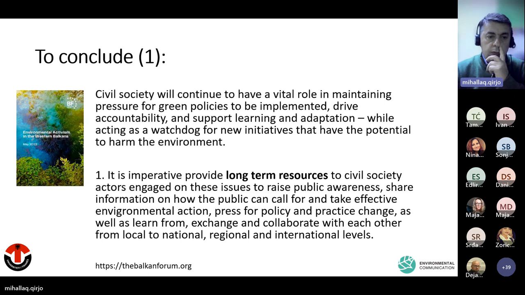To conclude in the last two minutes, the civil society will continue to have a vital role in maintaining the pressure for green policies and accountability, and also bring new technologies, adaptation, and also act as a watchdog. So this role of the civil society will be with us as long as we have that system in place. But that needs some support. It needs support for long-term resources. The civil society gets engaged to raise awareness, to share information, to have public participation, exchange, so the whole role gets implemented only through having resources in place.